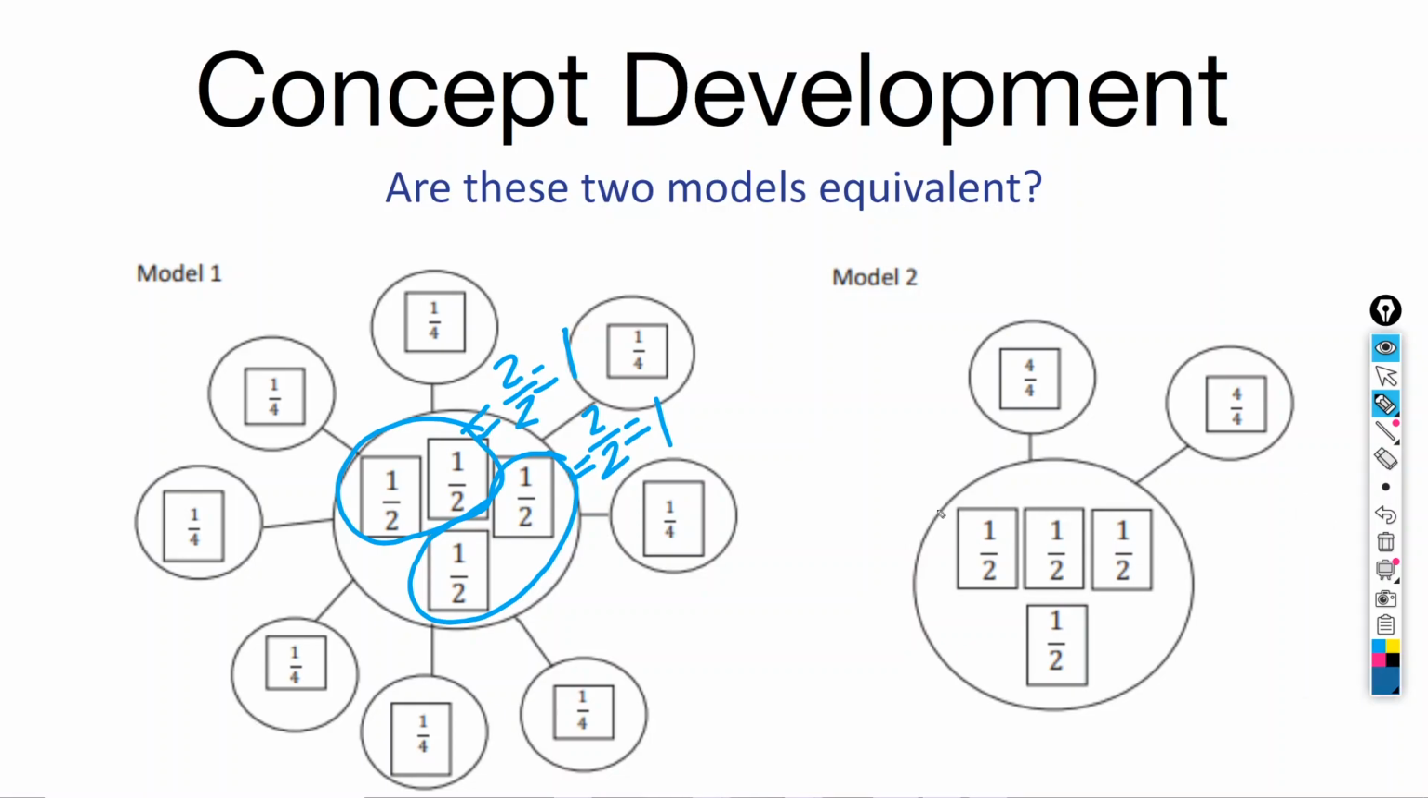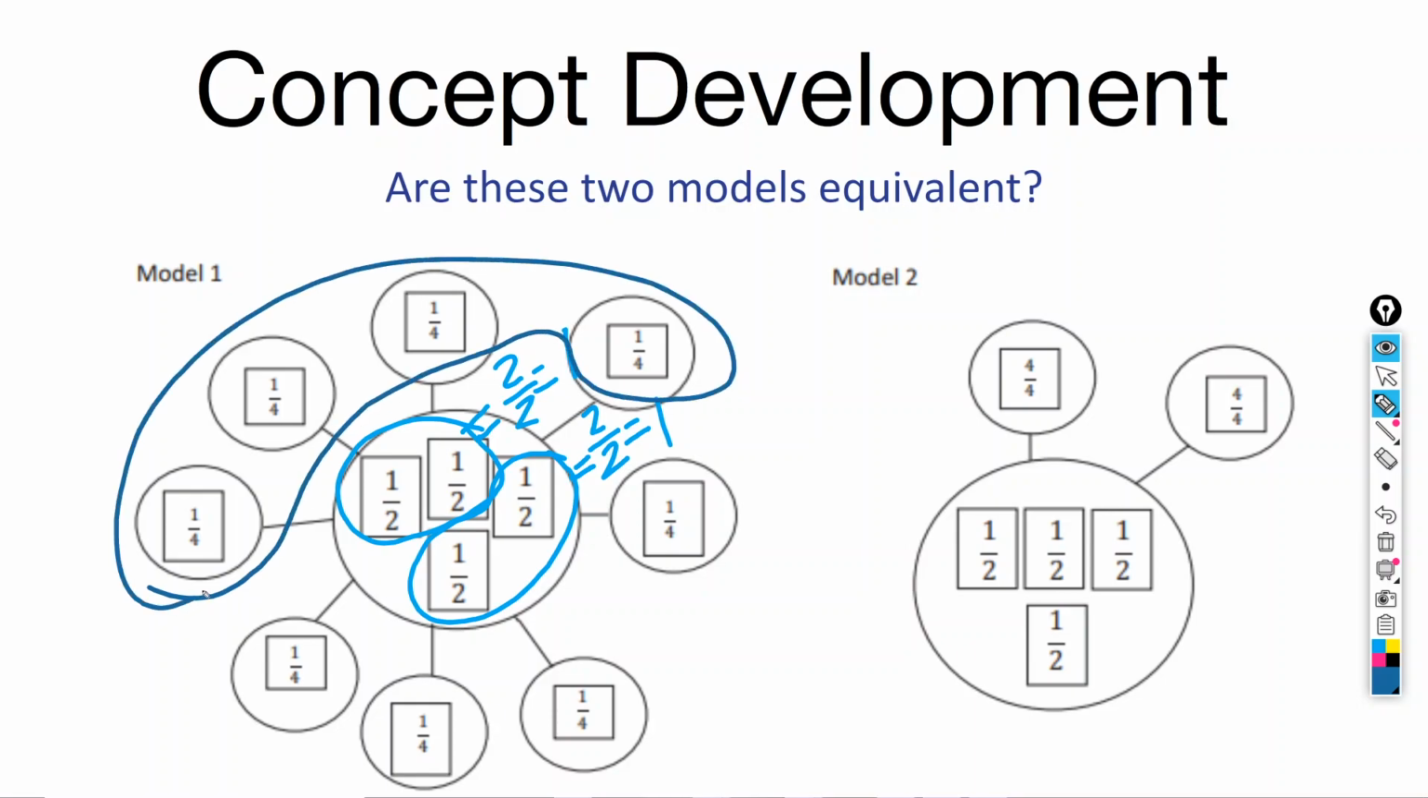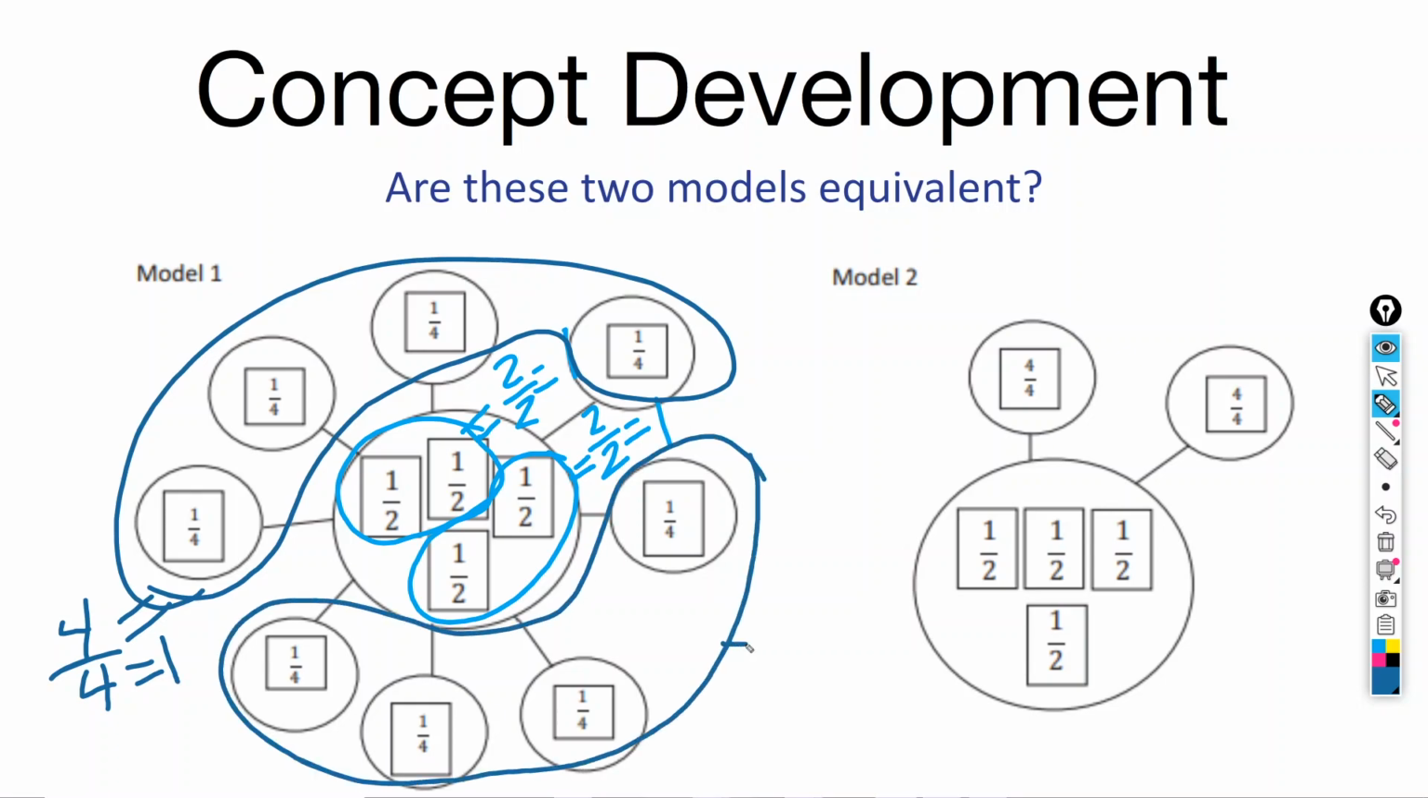Okay, and the bottom number on all of these pieces is 4. So I know I'm going to need 4 of them to equal 1 whole, or to make the top number and the bottom number the same. So I'm going to go ahead and circle 4 of them. That equals 4/4, which is the same as 1 whole. I'm going to circle the other 4. That's also the same as 4/4, which equals 1 whole.